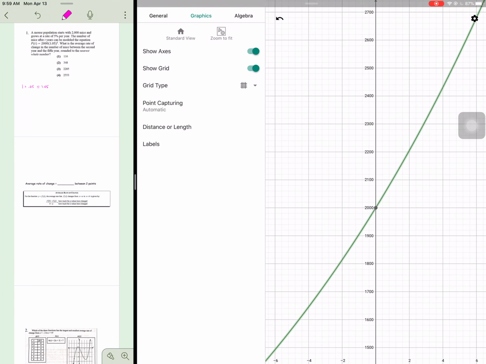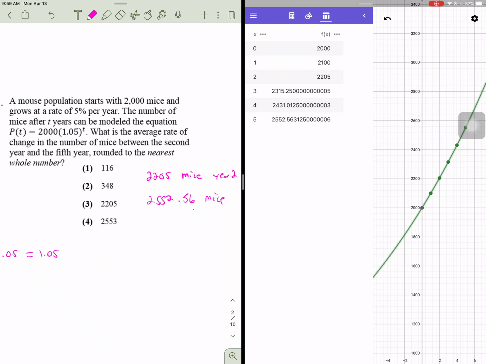And I want to know for the second year and the 5th year. So again, how do we do that? We get to our table of values. So you click the 3 dots, table of values. We only have to go up to the 5th year, so let's go from 0 to 5. And there we go. So in the second year, there's going to be 2,205 mice in year 2. And then there's going to be 2,552.56 mice in year 5.